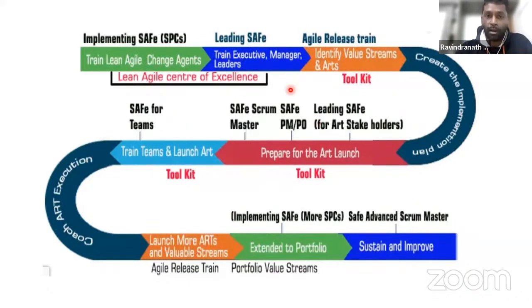And then after training all these leaders, now you train the teams, and then you launch the ART. After doing that, you coach the ART. How are they doing? Where are they going wrong? If everything is going good till now, come on, let's do it. Let's launch more ARTs and value streams, and then extend it to the portfolio.